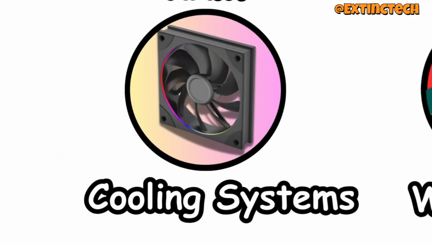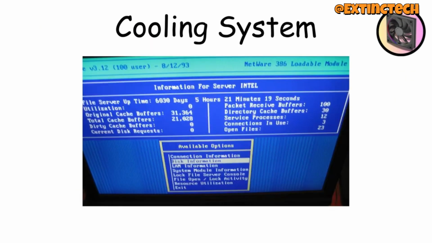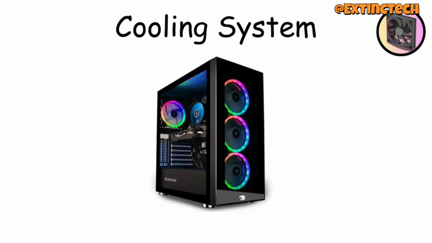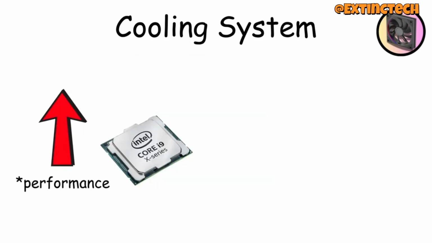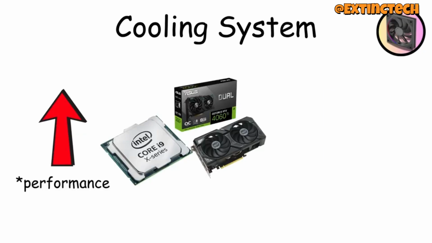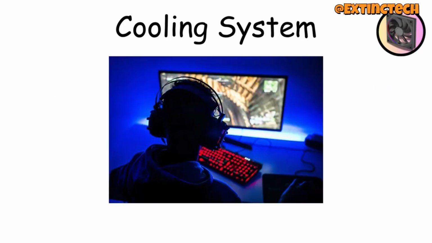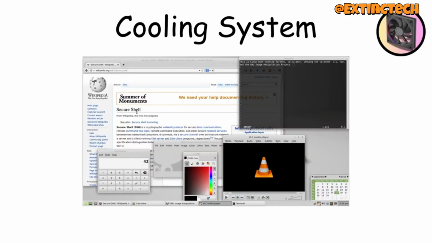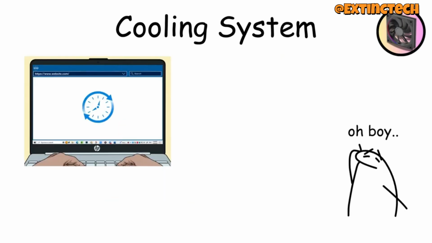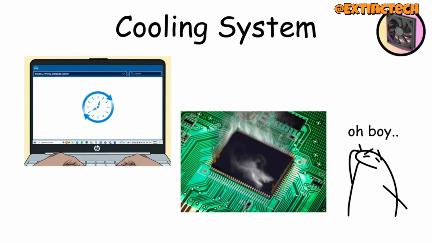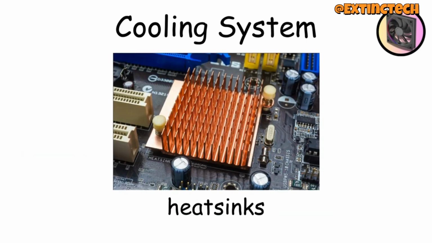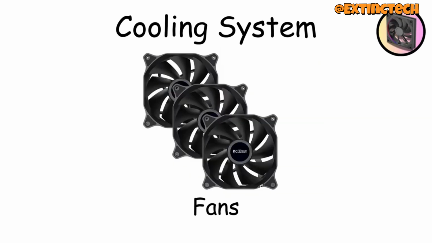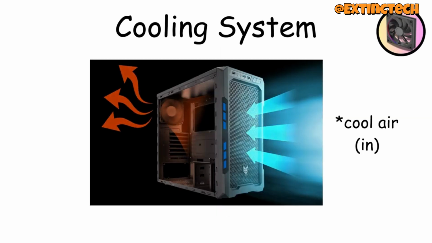Cooling systems. To maintain safe temperatures and stable performance, modern PCs rely on cooling systems that prevent components from overheating. High-performance processors and graphics cards generate a lot of heat, especially during gaming and multitasking, and without proper cooling, the system can throttle or even sustain hardware damage. The most common method is air cooling, which uses heat sinks and fans to dissipate heat. These fans bring in cool air and push out hot air through case vents.